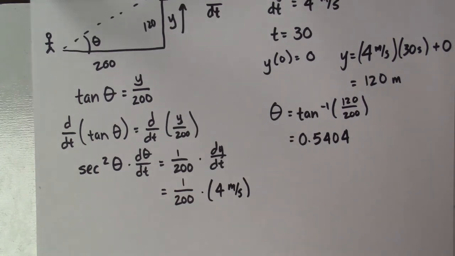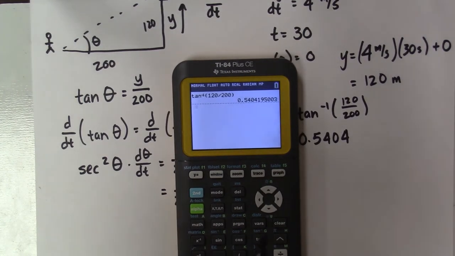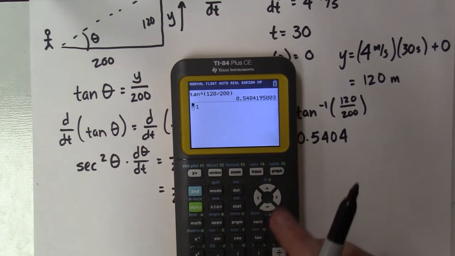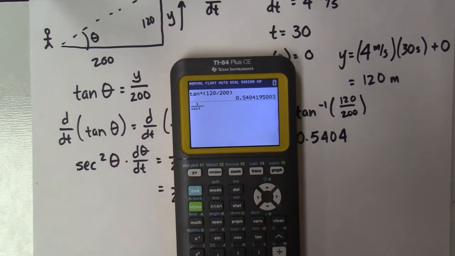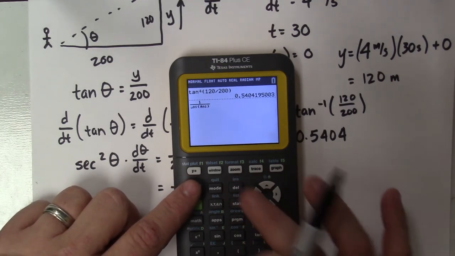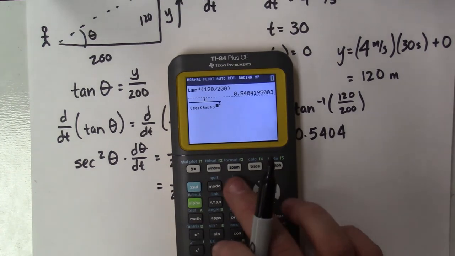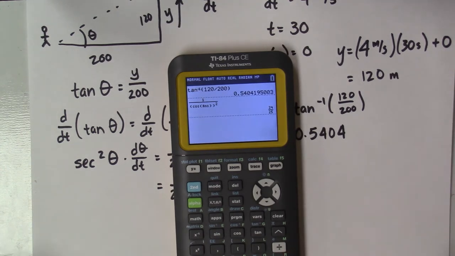And I've got to figure out secant squared theta. So this one's fun. Secant is the reciprocal of cosine. So I've got 1 over cosine of that answer, squared, which is 34 over 25.